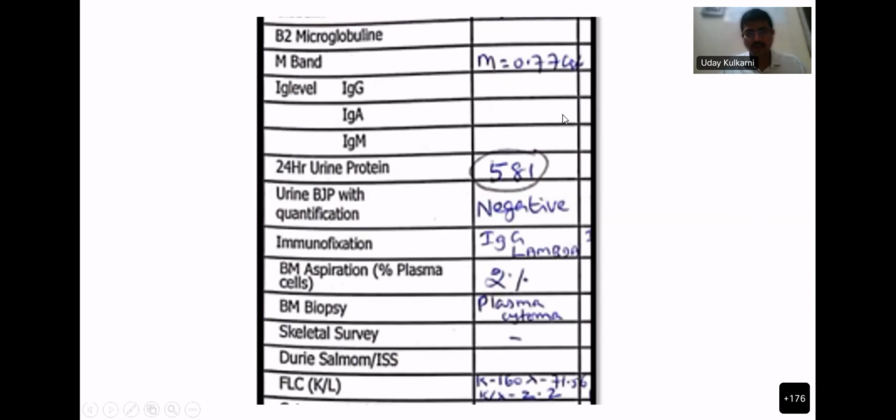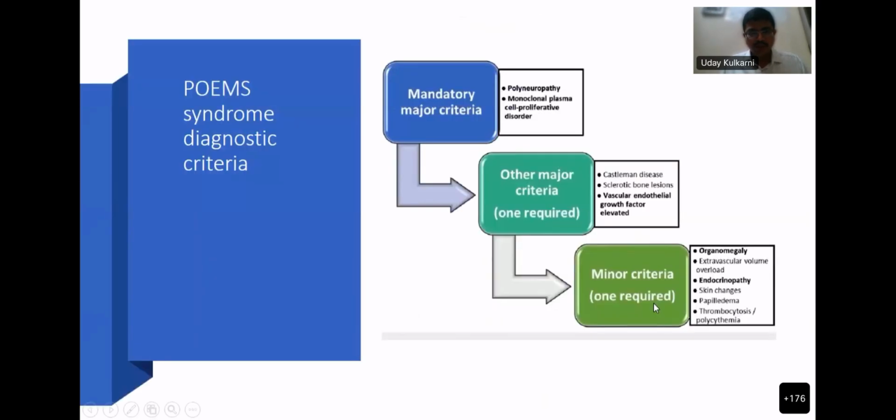So to summarize, this patient had an M band of 0.77. Urine Bence Jones protein was negative. Immunofixation was IgG lambda. On the bone marrow aspiration, there were only 2% plasma cells. The expansile lytic lesion was biopsied, and that showed a plasmacytoma. The free light chain ratio was 2.2, kappa of 160, lambda of 71.